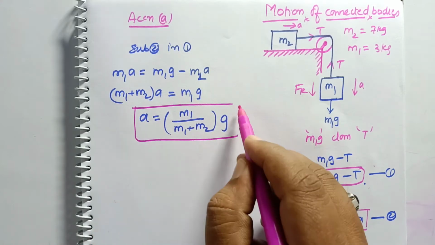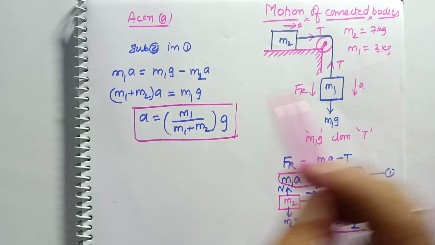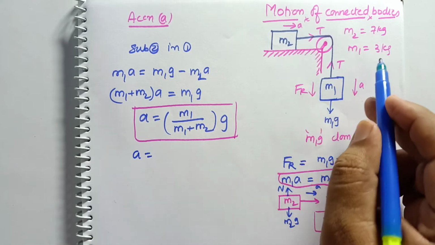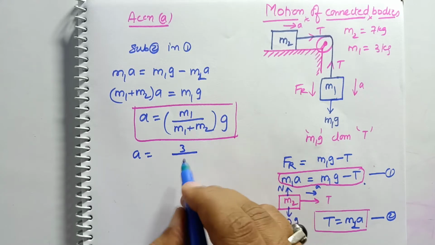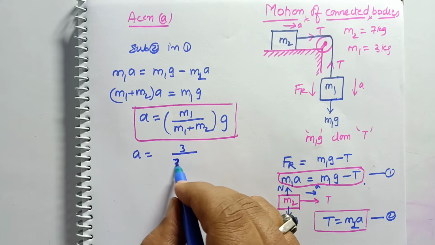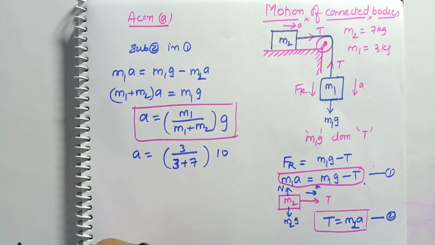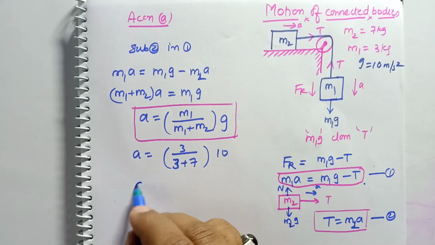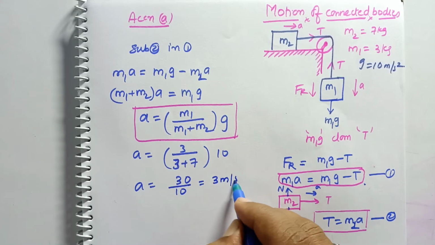As I have taken this example with m2 as 7 and m1 as 3 here, you can directly substitute and find the answer. It's very simple. Acceleration is equal to m1 by m1 plus m2 into g, so 3 by 3 plus 7 into g. Let us consider g to be 10 meter per second square. Then acceleration is going to become 30 by 10, which is equal to 3 meter per second square.